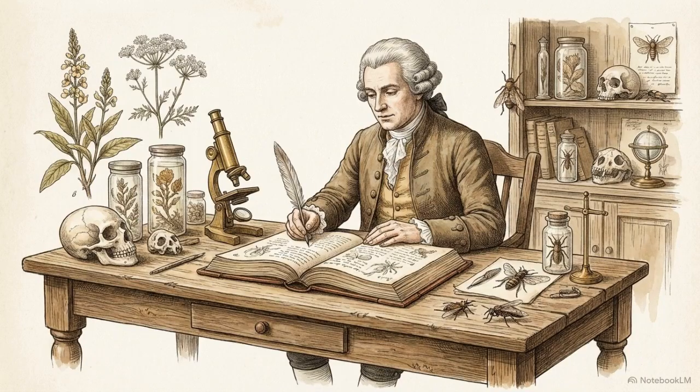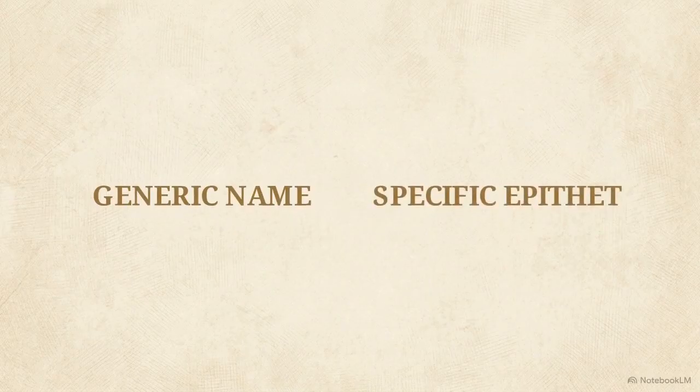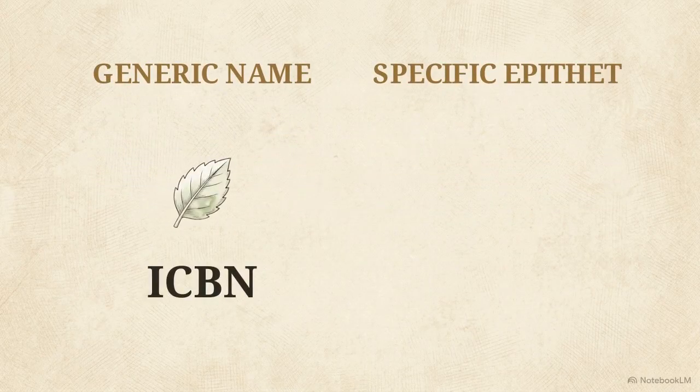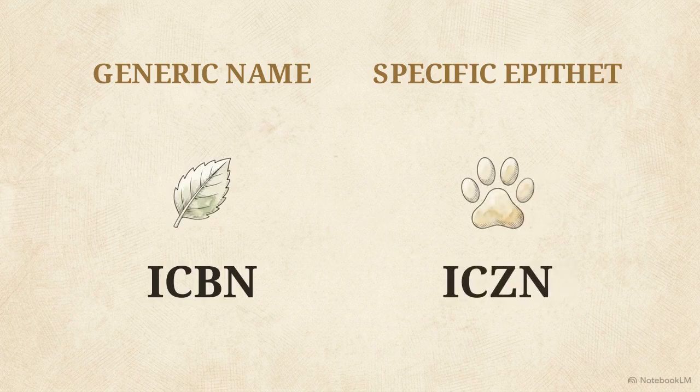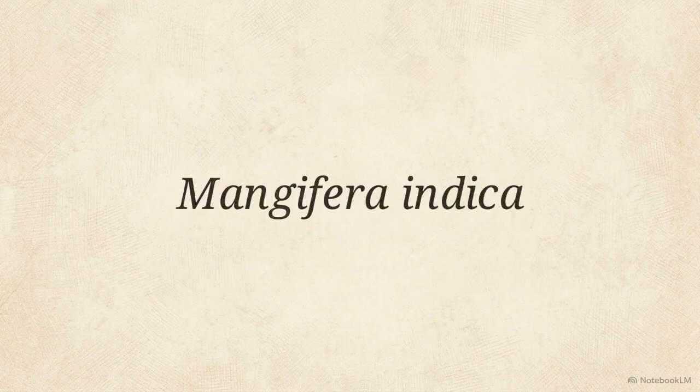Carolus Linnaeus developed the Binomial Nomenclature system. Under this rule, every organism gets a two-part scientific name, a generic name and a specific epithet. Pay close attention here. Plant names follow the International Code for Botanical Nomenclature, or ICBN, while animals follow the ICZN, the International Code of Zoological Nomenclature. Expect full forms for these in your exams.